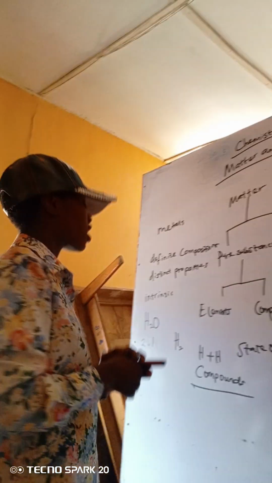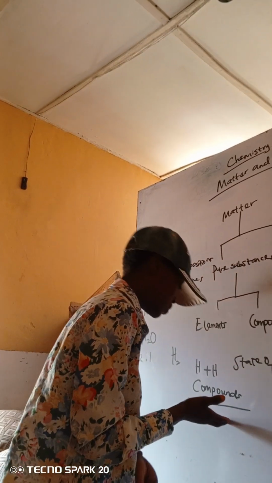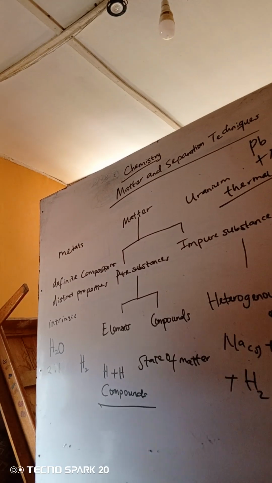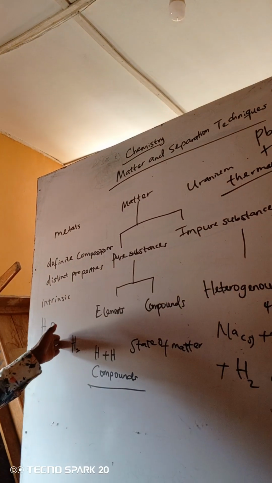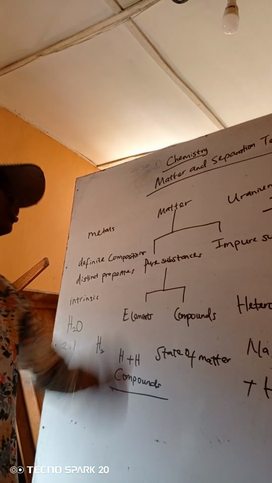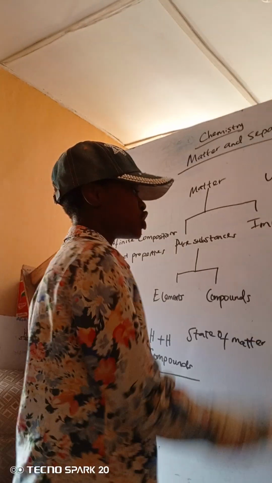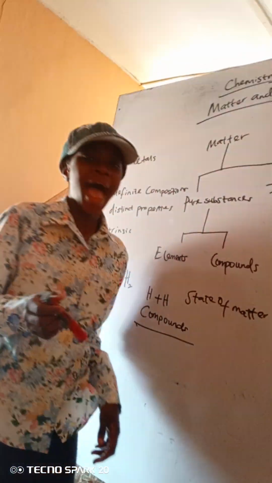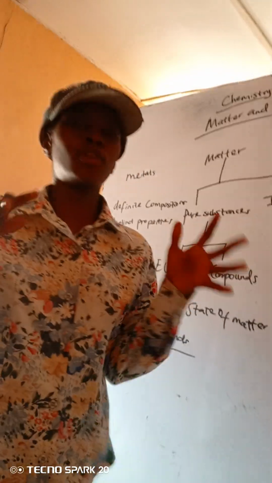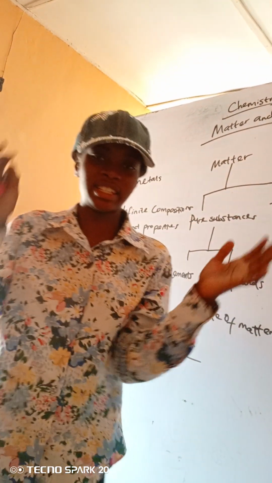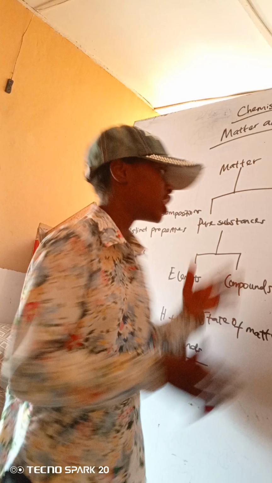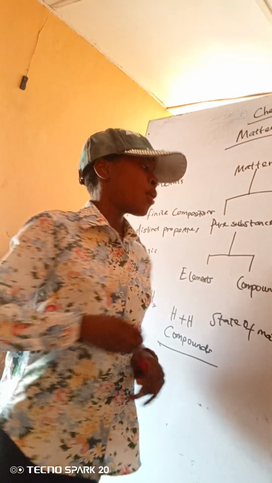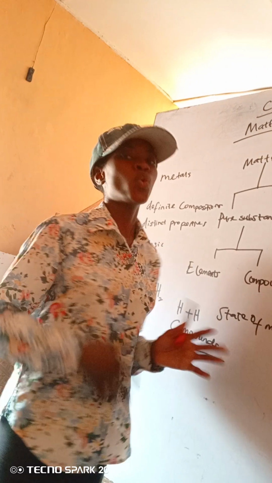So compounds can be broken down. And it's important to note that they also have definite composition and distinct properties, just like in the case of water, which we explained earlier. Now let's go to the impure substances or mixtures. Impure substances or mixtures are compositions of two or more types of substances that are physically combined together. In the case of compounds, they are chemically combined together by chemical reactions and chemical changes.